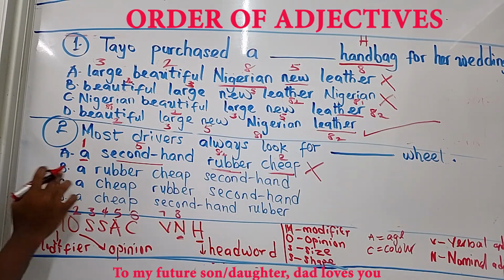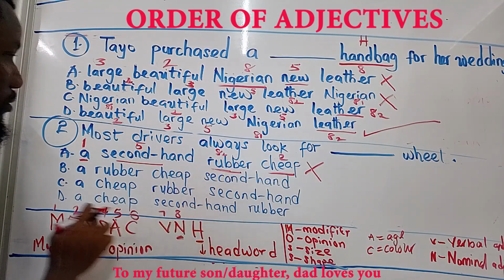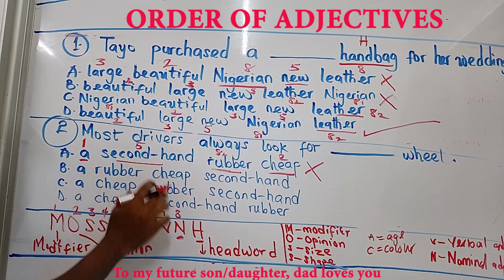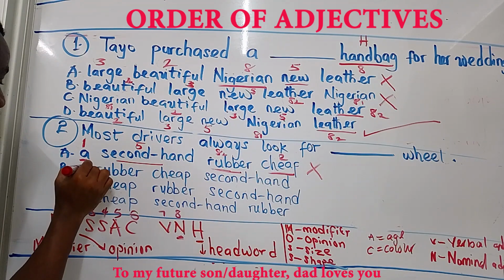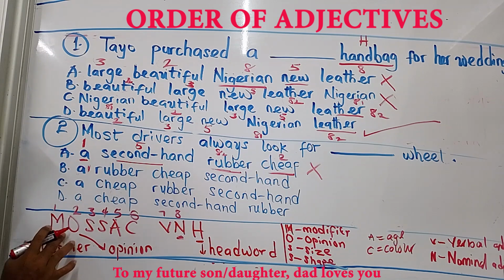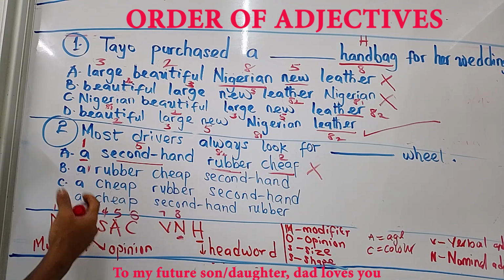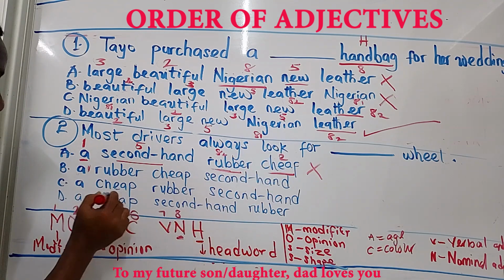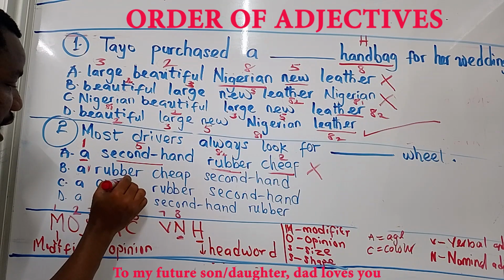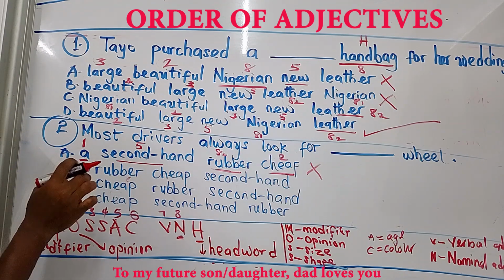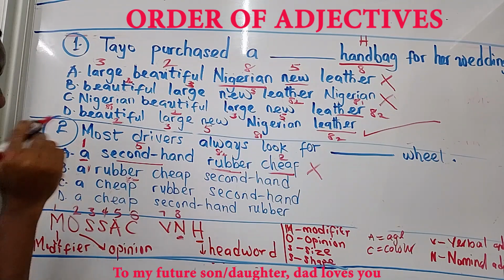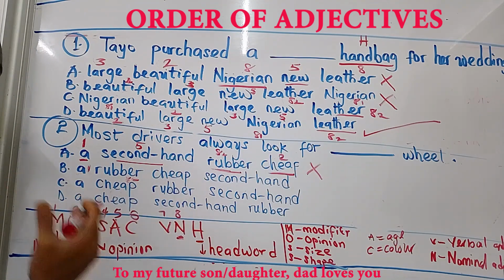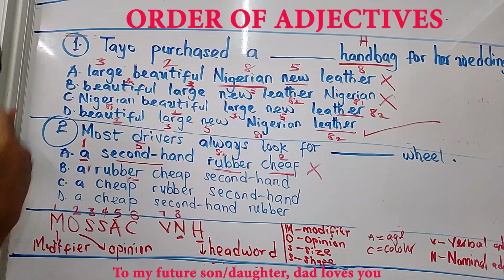Now let's check B. Most drivers always look for dash wheel, a rubber cheap second-hand wheel. A is the modifier, which is 1, okay? The rubber is talking about the material of the wheel, and that is number 8. Remember, the material is always 8-2. Don't forget that.